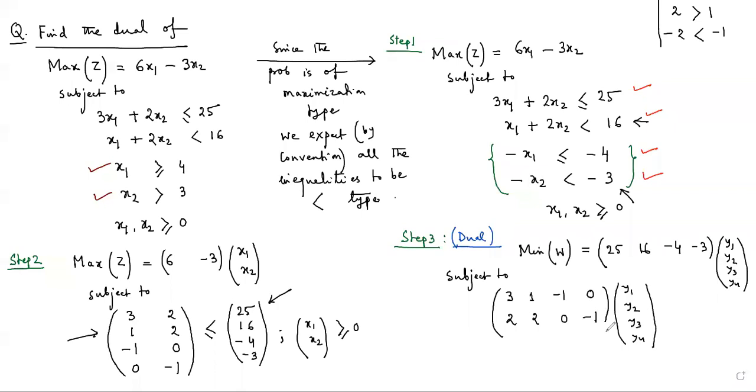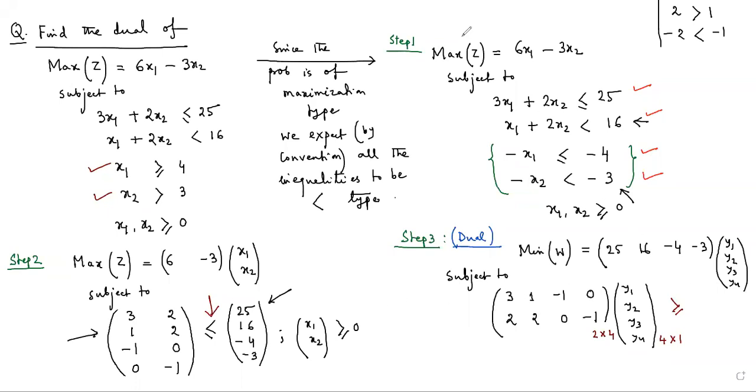What is the order of the first matrix? The order of the first matrix is 2 cross 4, and the order of the second matrix is 4 cross 1. So this matrix multiplication is possible. Less than or equal will become greater than or equal. So we'll write greater than or equal.